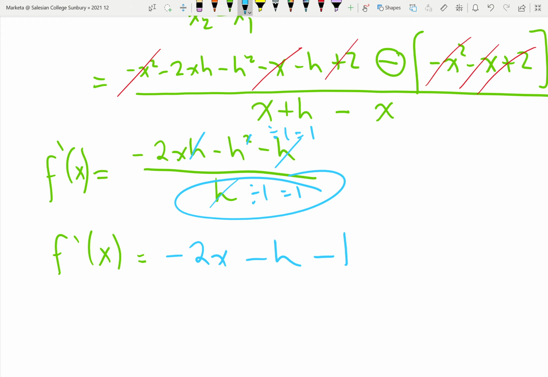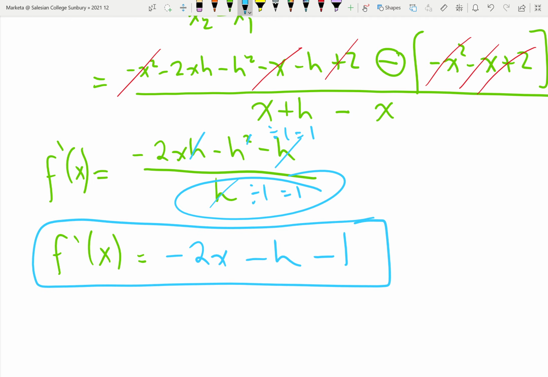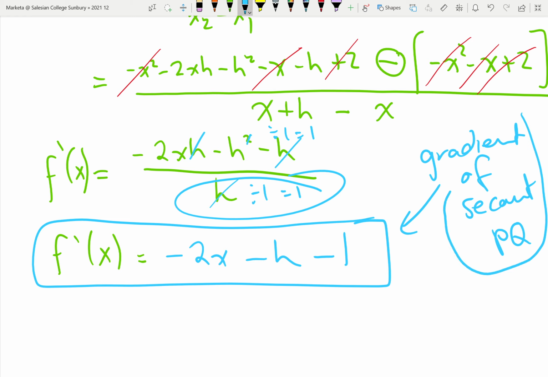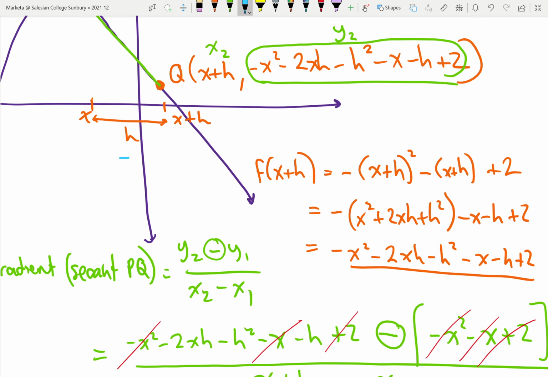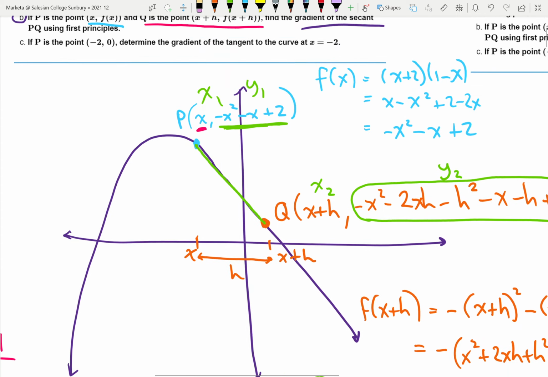So our gradient function, or gradient of the second, is this. And I'm just going to write gradient of the second, PQ. So this equation, f dash of x being neg 2x minus h minus 1, represents the gradient of that straight line connecting P and Q with any distance of h. So if you want the distance of h to be 7, then you'd be subbing a 7 in. If you want it to be 2, you'd be subbing a 2. You really want it to be as small as possible because we're going to be finding gradients at the point, but we'll deal with that in the next part of the question, I think.